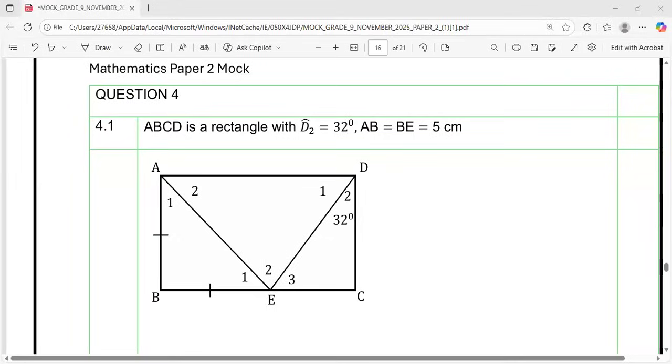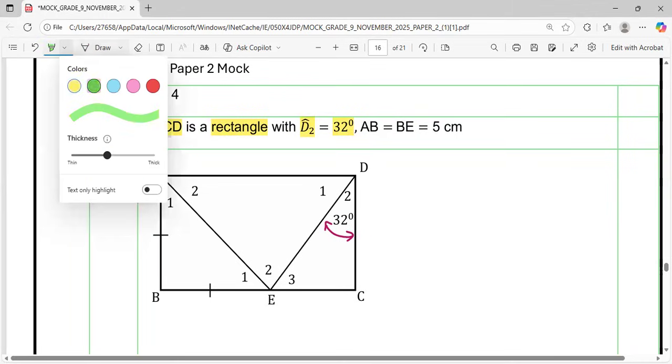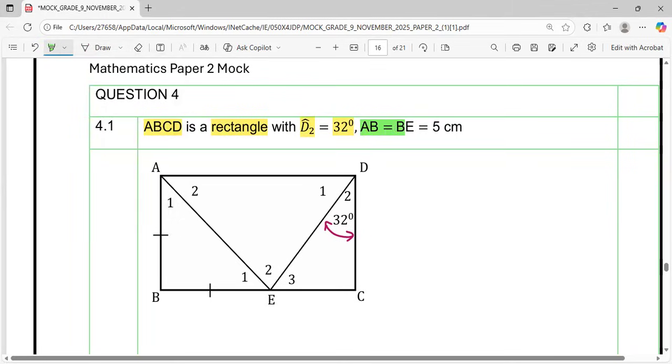So for question 4, they're saying ABCD is a rectangle, and then with angle D2 being 32 degrees. Meaning here we know that it's 32 degrees. And then they're saying also that AB is equal to BE is equal to 5 centimeters.